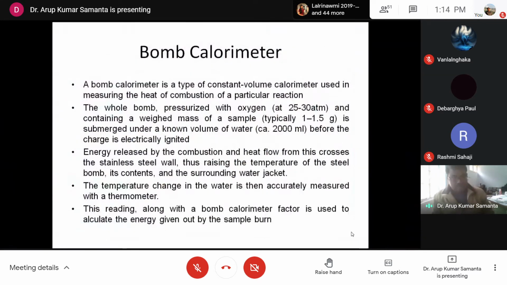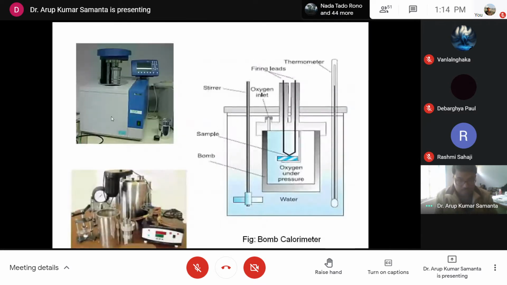I told you that the equipment used for measuring the gross energy content of any food or feedstuff is the bomb calorimeter. You should remember this equipment name. This bomb calorimeter is used to measure the gross energy content of feed samples. Before I discuss how it works, first see the picture of this bomb calorimeter. This is the automatic type of bomb calorimeter, and this is the previous version.